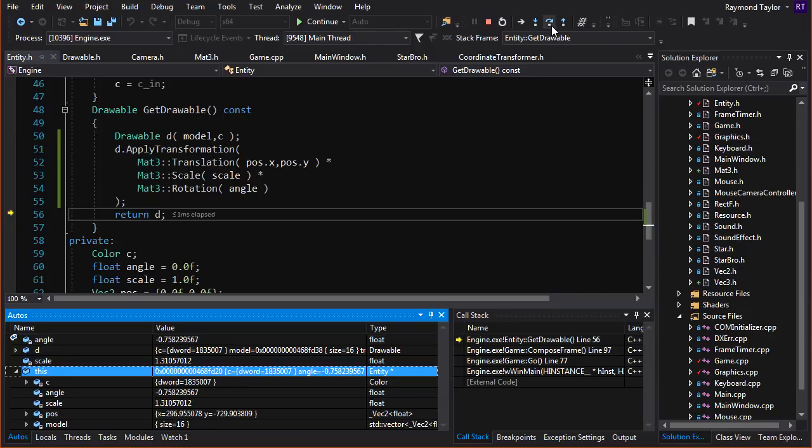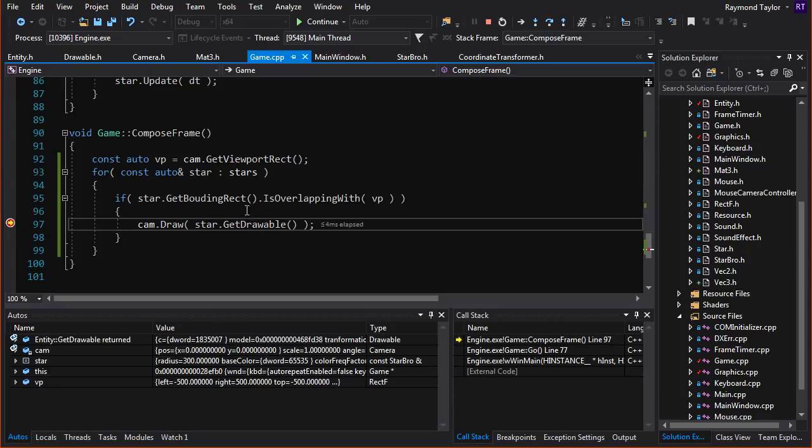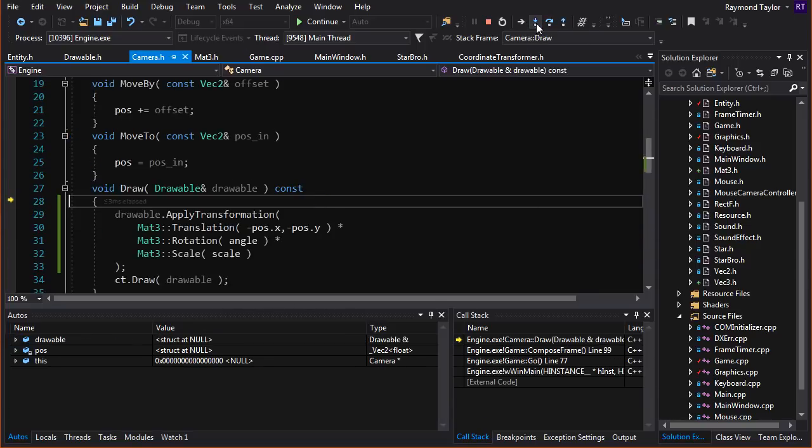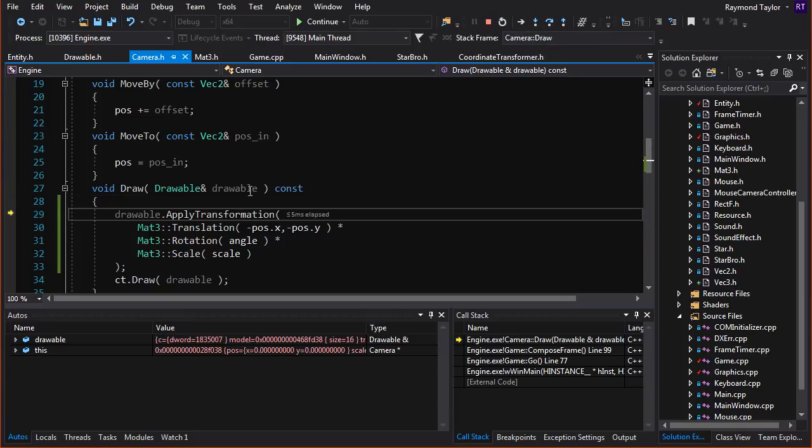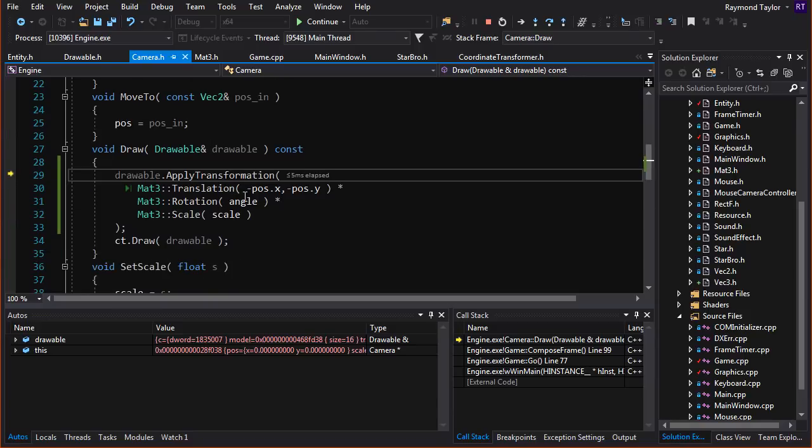Return d. Indeed. Get drawable, return d. So now we've got the drawable and we've got a valid drawable. Now we're going to step into the draw. It is going to apply transformation of what? Of the camera. So the camera is going to translate it first by the positioning, then rotate and scale.